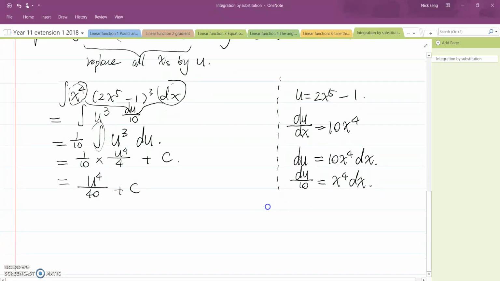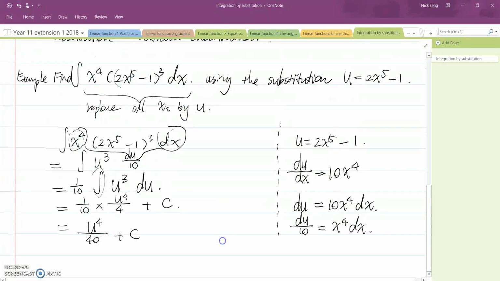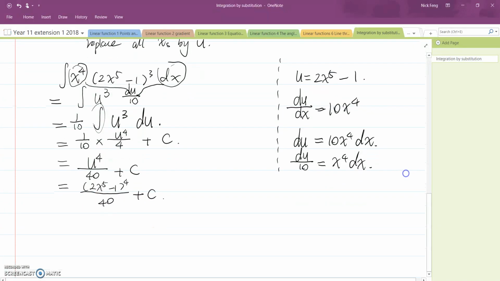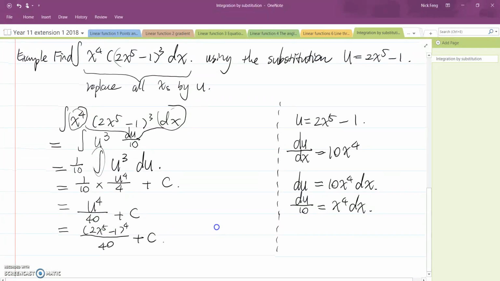But unfortunately, that's not the end of the question, because the original question is to integrate it with respect to x. So all you need to do is to replace your u again by the substitution you did. (2x^5 minus 1)^4 over 40 plus c. So this is the full process of doing this question with integration by substitution.